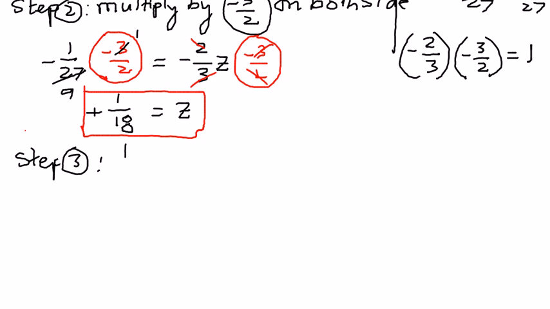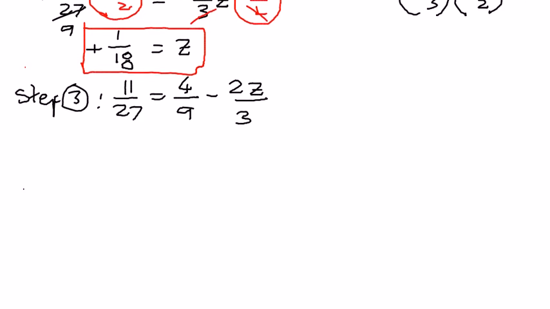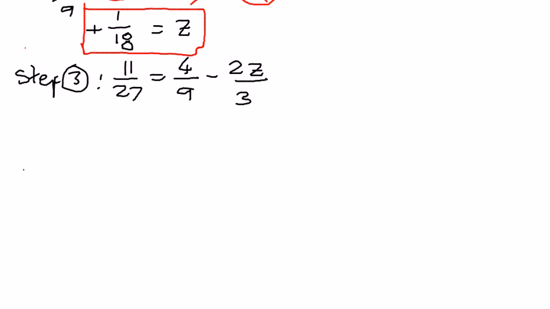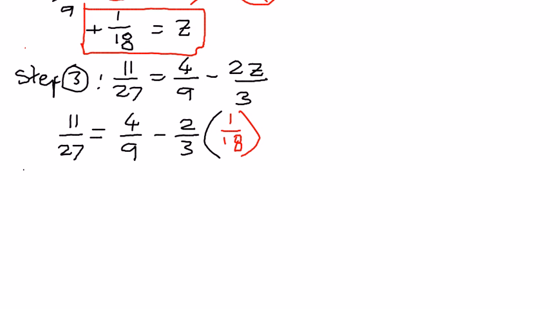So we have 11 over 27 is equal to 4 over 9 minus 2z over 3, and we are now going to substitute the value of z. So 11 over 27 is what we have on the left hand side, equal to 4 over 9 minus 2 over 3, and for z we are going to substitute the value 1 over 18. That is what we got as a solution just a few minutes ago.